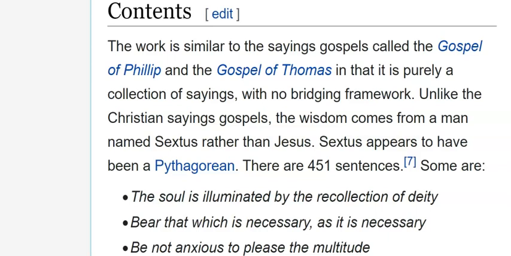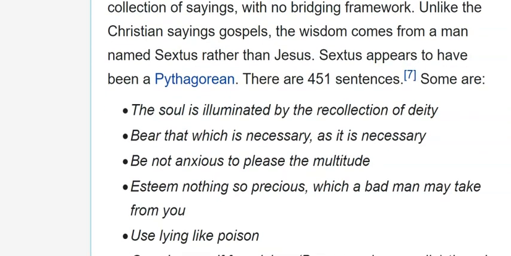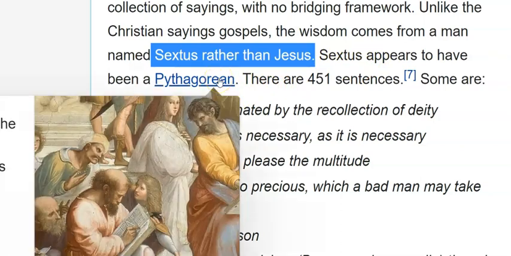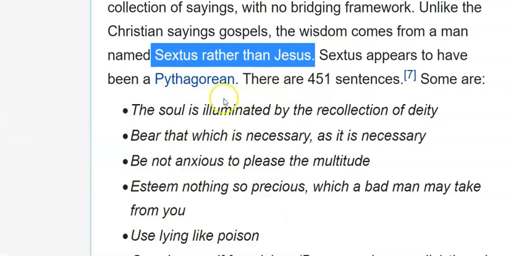The abridging framework. The wisdom comes from a man named Sextus rather than Jesus. You know? Or is he like the same thing basically? You know? Sextus appears to have been Pythagorean, which again is another code system, right? It's like not literal, none of the stuff's literal, it's all metaphorical. And it's got some of the sentences from the book.